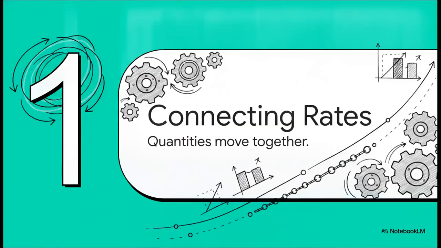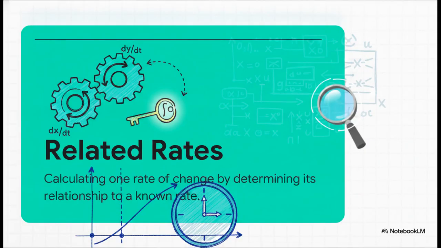All right. Section 1. Connecting rates of change. When quantities move together. You see, in the real world, things rarely change in total isolation. When one thing moves or shifts or grows, it almost always forces something else to do the exact same thing right along with it. So what are related rates exactly?